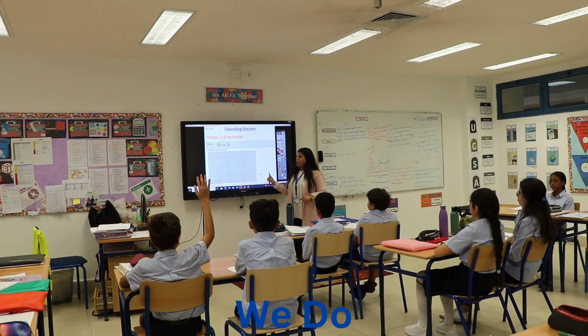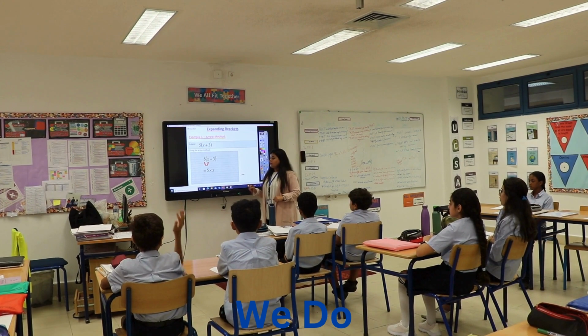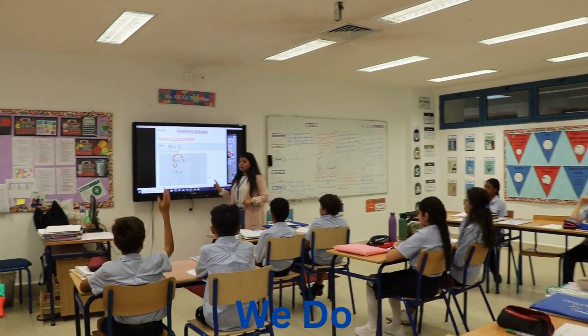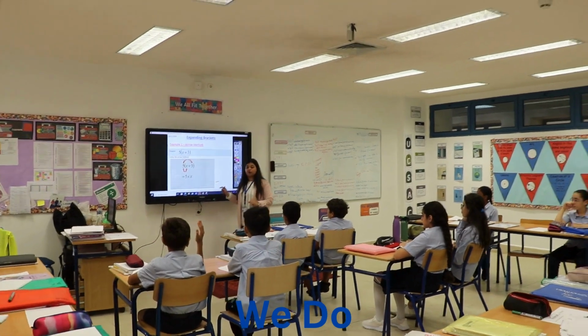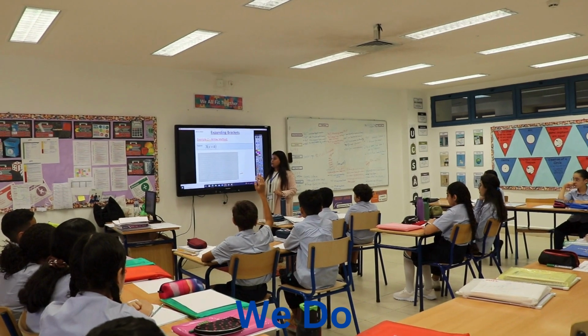Now again, I will draw the bracket. So 5 times x, 5x, and then positive 5 times positive 3, positive 15. So my answer is 5x plus 15.